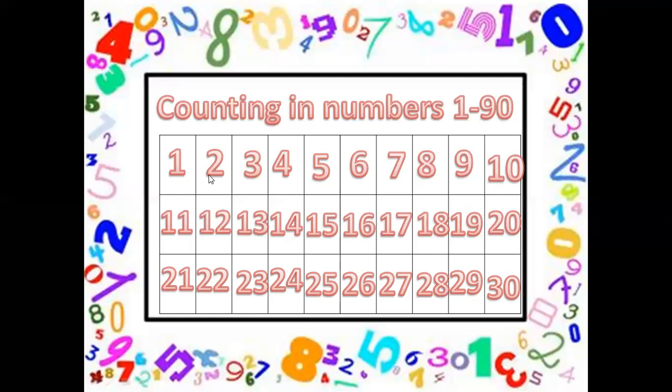One, two, three, four, five, six, seven, eight, nine, 10, 11, 12, 13, 14, 15, 16, 17, 18, 19, 20, 21, 22, 23, 24, 25, 26, 27, 28, 29, 30. Well done.